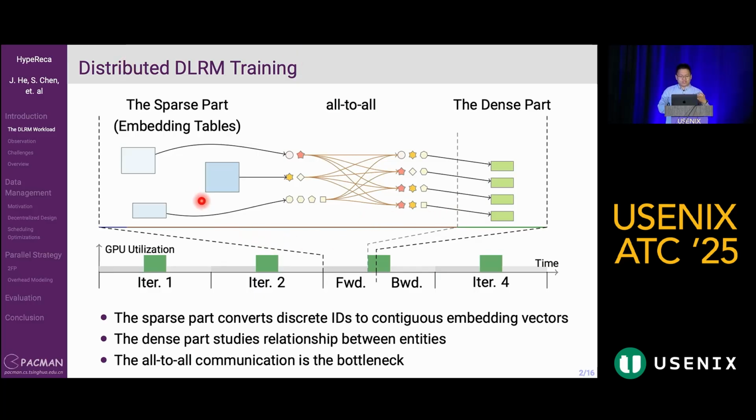Here's the visualization of a training iteration. Let's take a look at the forward phase. The first sparse part takes up a good portion of the time with low GPU utilization because of communication and data movement. Later, the dense part takes only a small portion of the time, but with relatively high GPU utilization because of operations like GEMM.